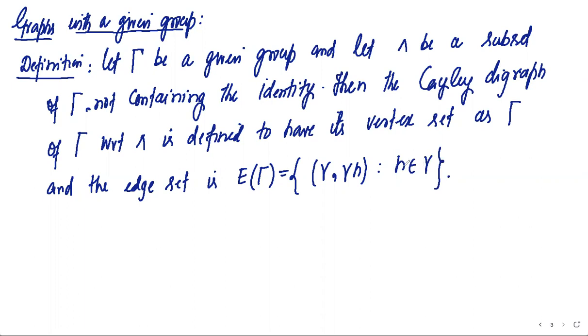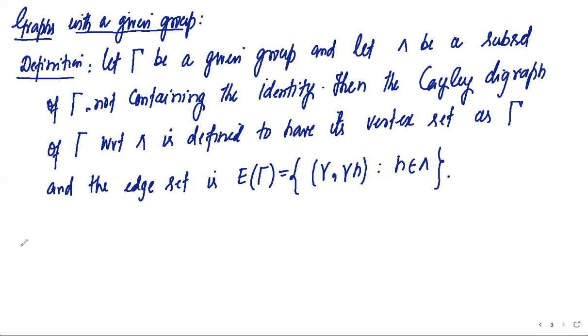Now this h is in tilde, I wrote it wrong here, this h is in tilde. Now h is in tilde and tilde is a subset of gamma, so this gamma h, since gamma is a group, will also be an element of gamma. So if we have any element gamma, it will be joined by a directed arc from gamma into gamma h, where h belongs to tilde. Okay, so this is how edges are defined here.